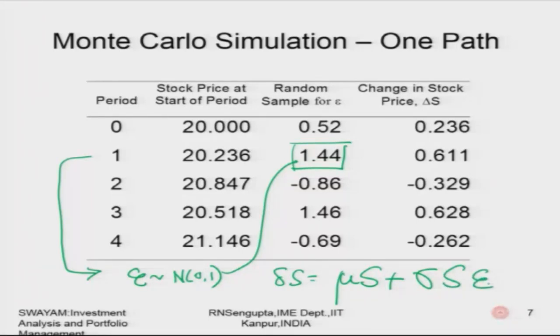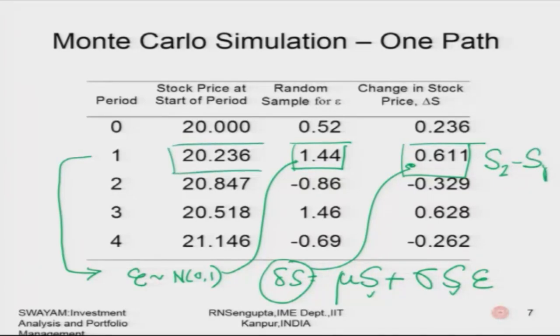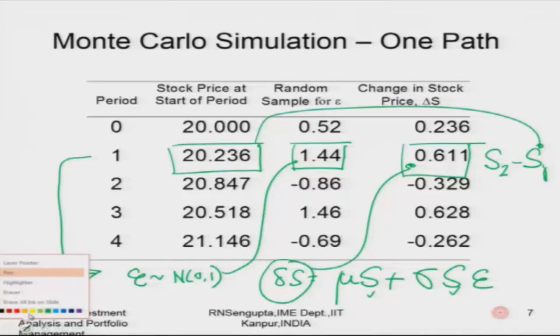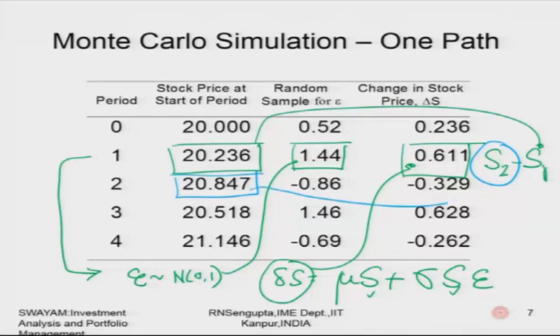Epsilon we have already generated, and this value of S is already known to us. So, this delta S is given here, and now S2 minus S1, where S1 is this value, would give us S2. S2 I will mark with a different color. So, if you check, 20 plus 0.236 was 20.236, and 20.236 plus 0.611 comes out to 20.847.